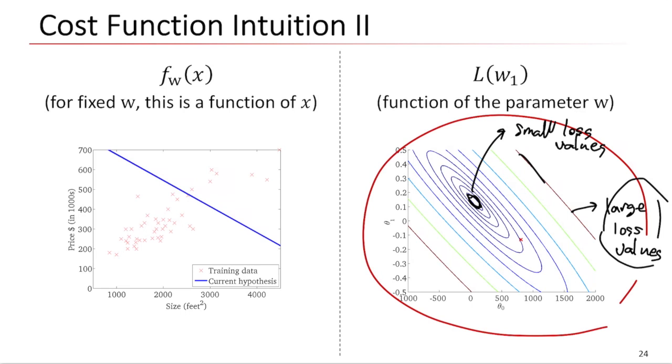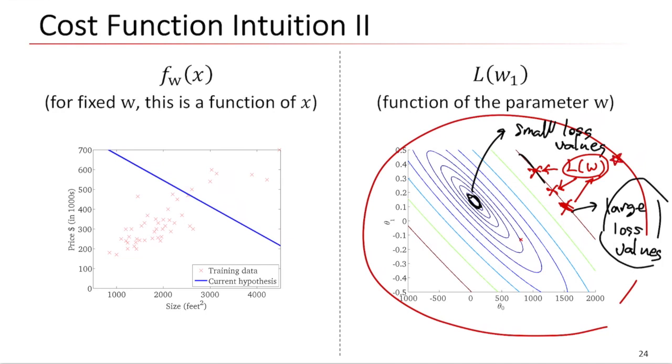One more thing is that the same color means they have the same loss values. It means that, let's say there are 3 points here. They have the same color. It means that they have the same loss values, so it means that these three values have the same L(W).